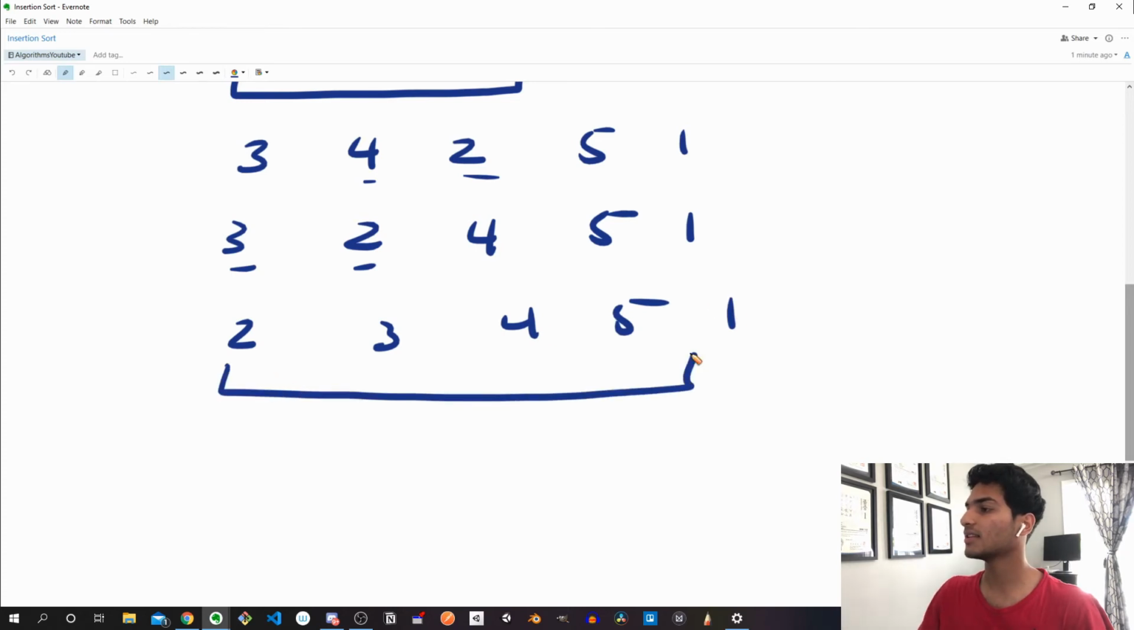And now we can see that we sorted the first 4 elements of the array just by taking elements and moving them up if they're smaller than their previous element.